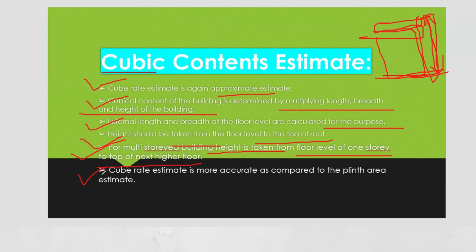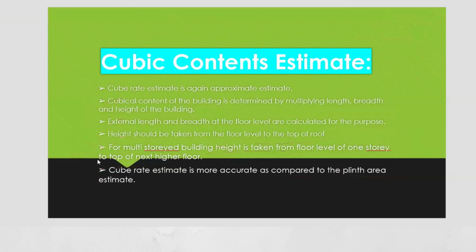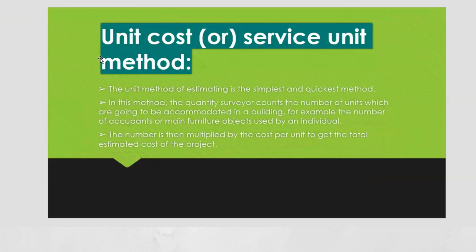Cube rate estimate is more accurate as compared to the plinth area estimate. So over the plinth area estimate, this cubic content method is quite a bit more accurate from the civil engineering aspect. Then the next is the unit cost or service unit method.